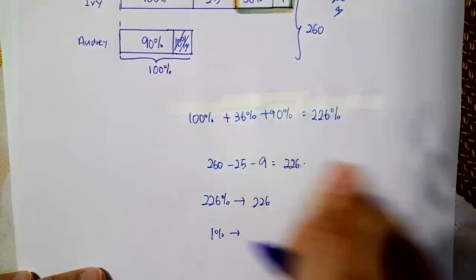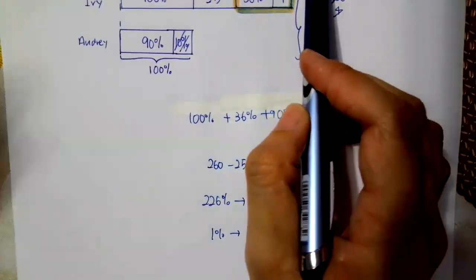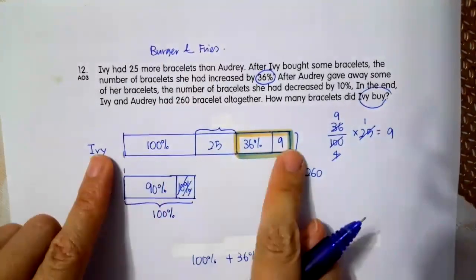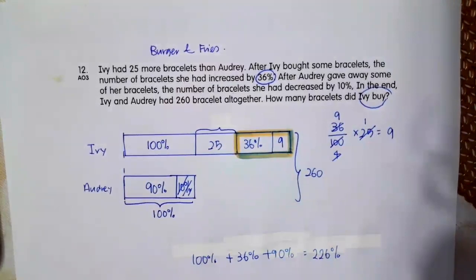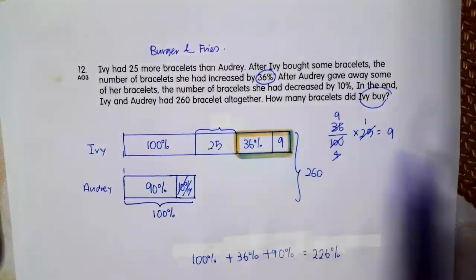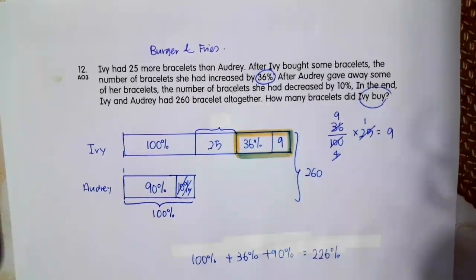So 1% is just 1 bracelet. Okay, so how many bracelets did Ivy buy? I'm looking only for the buy. I'm not looking for at first. I'm not looking for the end. I'm only looking for what she bought. So can you see Miss Ling actually highlighted this already? So actually, I already read the question before that, so I know what to look out for already. So you must learn how to use the highlighter to your advantage, okay?